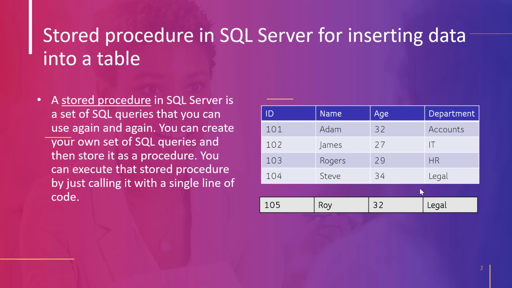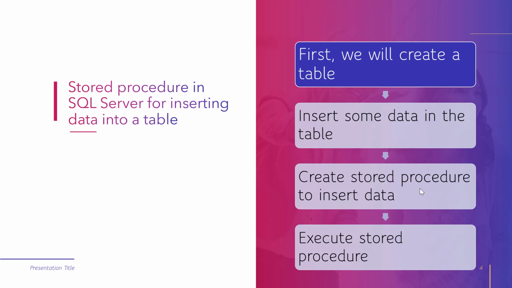Now to understand how we can create a stored procedure for inserting data into a table, we will implement one example. In this example, first we will create a table, then we will insert some data into the table. After this we will create a stored procedure which will implement one insert statement, and with the help of the stored procedure we will insert some data into the table. Now how can we do that? We need to call the procedure, and with the stored procedure we need to use multiple input parameters so that we can pass input values from the user to the procedure, and the procedure will pass those values in the insert statement so that we can insert that data into the table. Now let's execute this example.